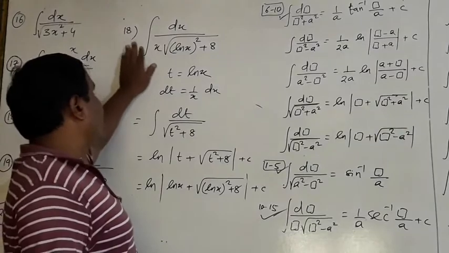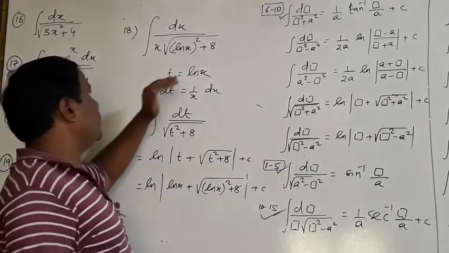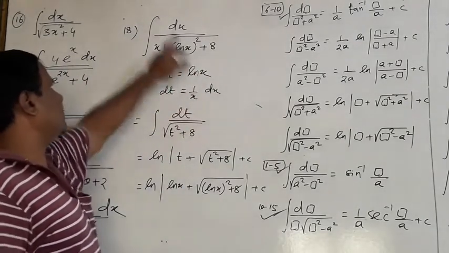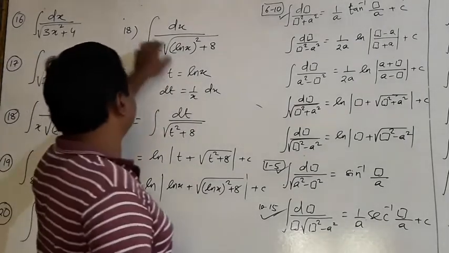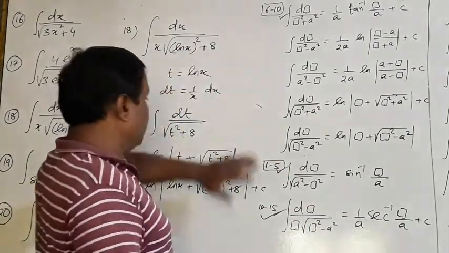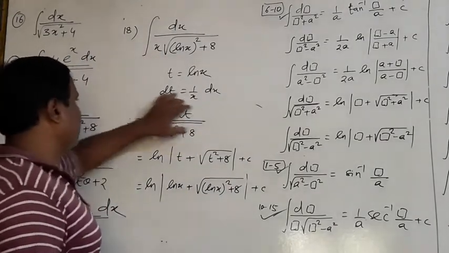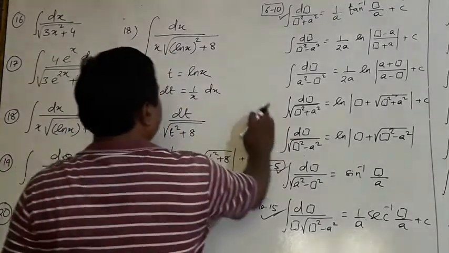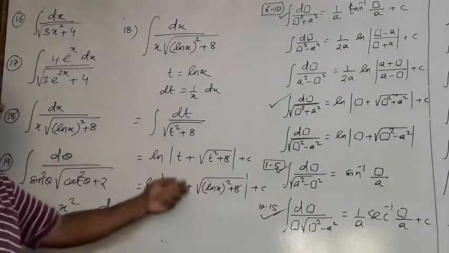In this problem, don't think it is not in this form. After putting t is equal to ln x, you should observe which form it is. Put t is equal to ln x, dt is 1 by x dx, so 1 by x dx is dt. It is t square plus 8. Initially it looks different: there is a minus, here it is a plus, one difference. But still, when you put t is equal to ln x, it will convert to this form, which is here. I am doing the problem using this formula, and after putting the value of t, you get the answer.